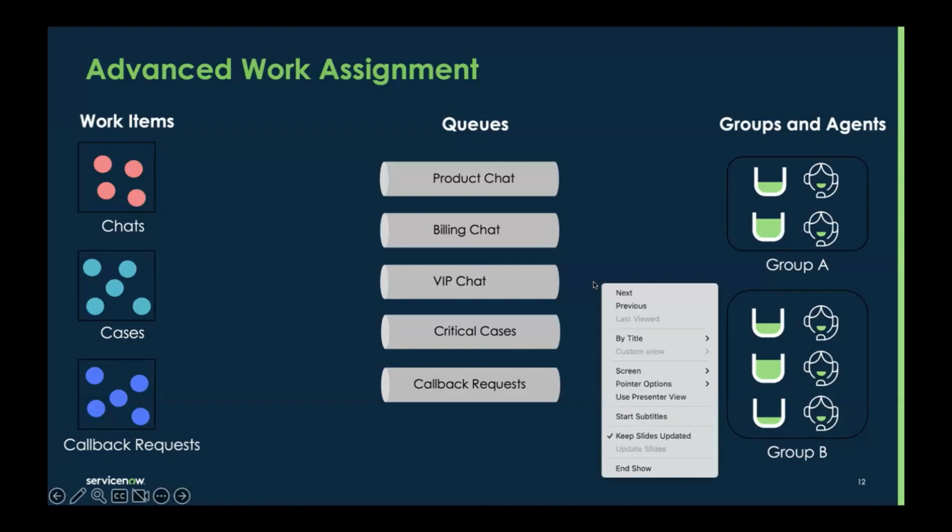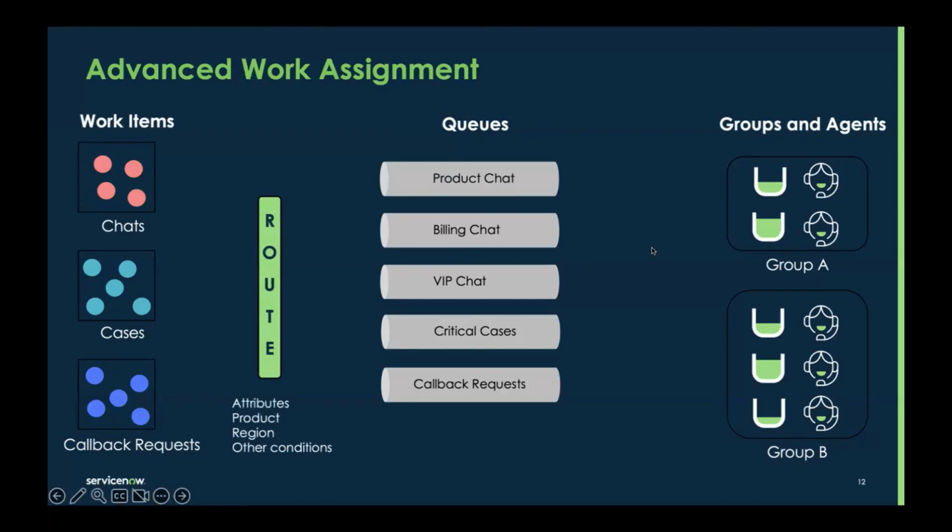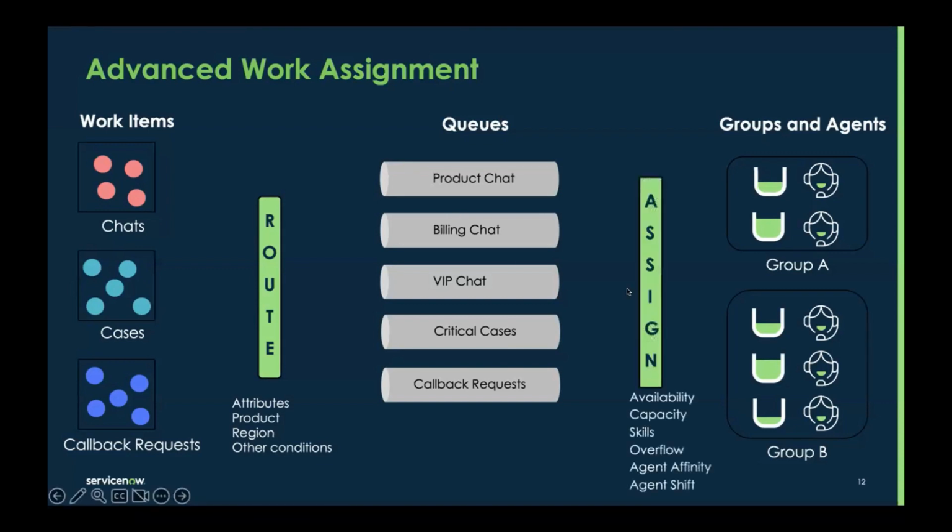So what Advanced Work Assignment does is look at these incoming pieces of work and look at the attributes on the work. Attributes could be things like what product does this work item relate to, what region is this coming from, or there could be any other condition that you want to define depending on your business needs. Based on these conditions, AWA will route these work items into the appropriate queue. And then once they are in the queue, they are essentially in a holding tank waiting to be assigned. And AWA makes that assignment decision based on availability, capacity, and skills.